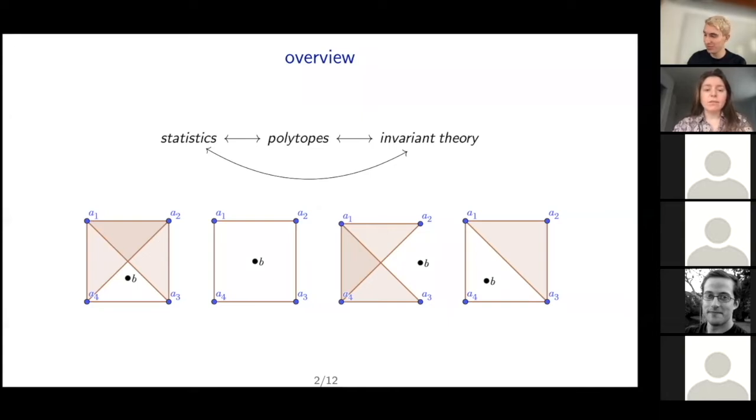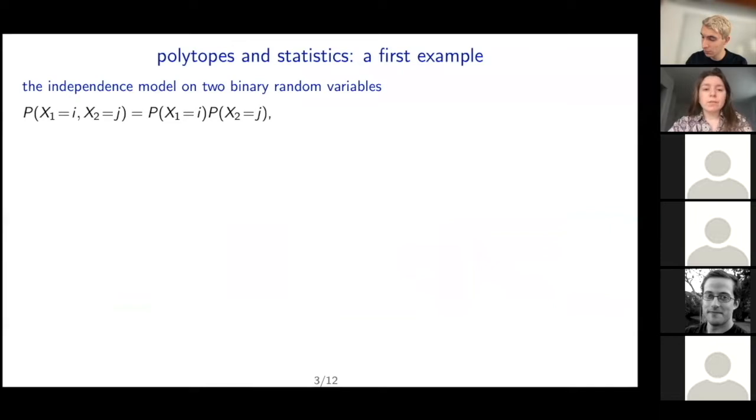Okay, all right, so I will begin by talking about this arrow here. So what is this connection that I'm talking about between statistics and polytopes? Okay, so polytopes and statistics, a first example. So I'm going to be here discussing the independence model on 2 binary random variables.